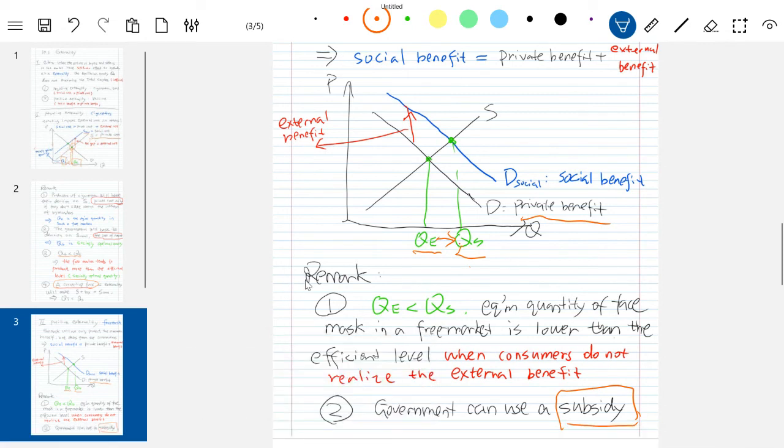In the next video, I'm going to talk in a bit more detail about different ways in which the government could regulate externality.